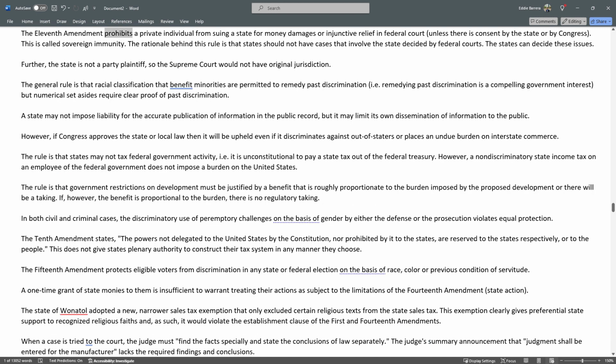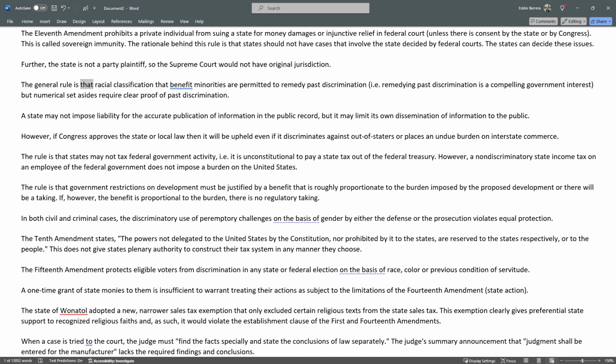The 11th Amendment prohibits a private individual from suing a state for money damages or injunctive relief in federal court, unless there is consent by the state or by Congress. This is called sovereign immunity. The rationale behind this rule is that states should not have cases that involve the state decided by federal courts. The states can decide these issues. Further, the state is not a party plaintiff, so the Supreme Court would not have original jurisdiction.